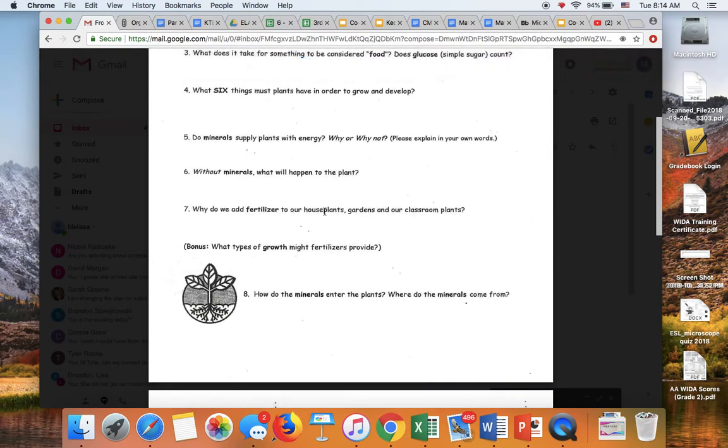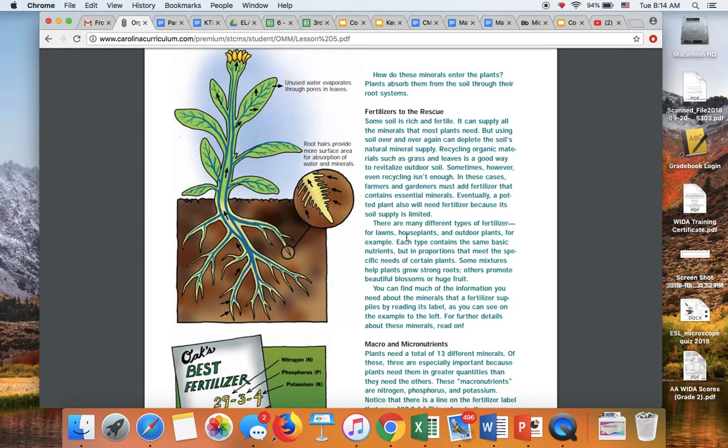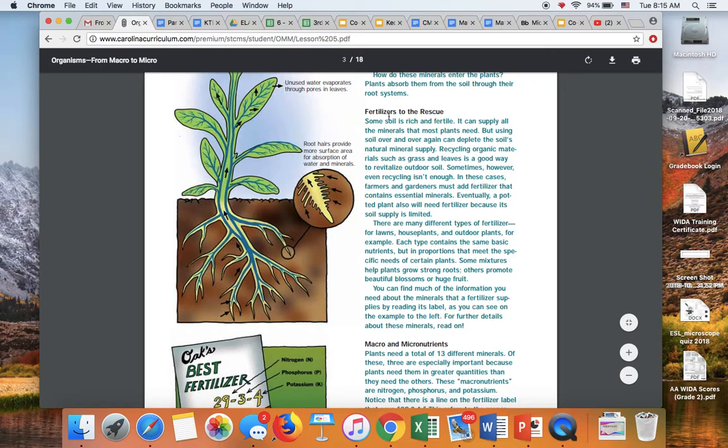So, why do we add fertilizer to our houseplants, gardens, and our classroom plants? Well, some soil has lots of minerals, it can supply the minerals that most plants need. But sometimes, using soil over and over again can deplete it, so it has fewer minerals than it used to have. So we need to add fertilizer to give more nutrients, give more minerals to the plants.